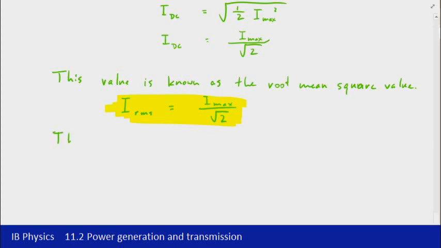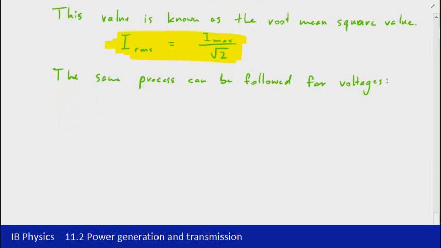The same process there can be followed for voltages, and you'll remember hopefully that power is equal to V squared on R, so similar sort of thing can be done for voltages. I won't show the derivation here, but if you do want to have a look at it, let me know and I can go through it with you. And we get that the RMS value for the voltage is equal to V max over root 2. And again, that's another equation that's in the data booklet.